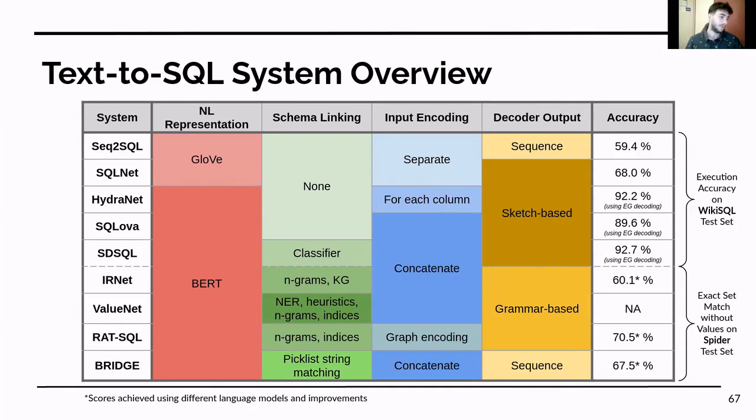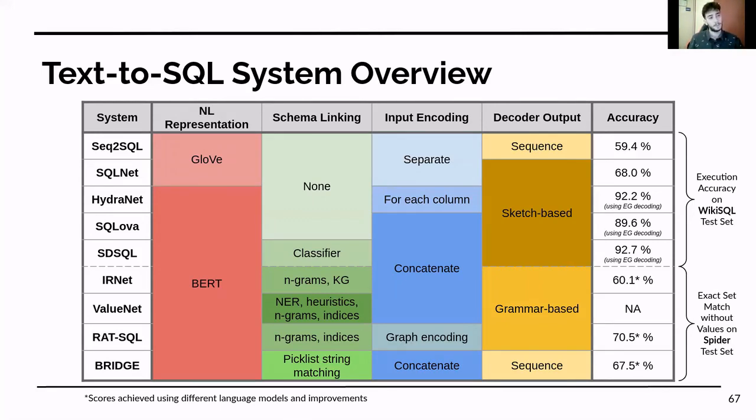We can see a lot of different choices when it comes to schema linking, and we can also observe that almost all systems working on the WikiSQL dataset do not bother with schema linking. We can see that the main approach for input encoding is to concatenate the natural language query and the schema elements, with some different approaches here and there, like graph encoding for RAT-SQL and separate column encoding for HydraNet.